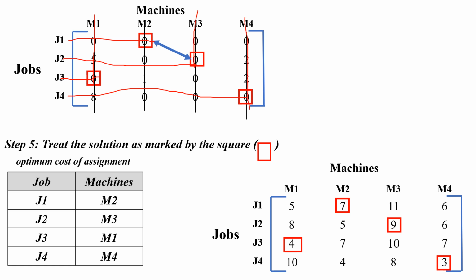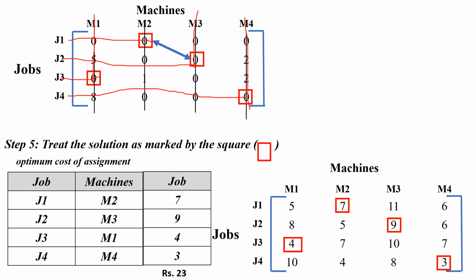Then the optimal cost of assignment is: for job J1 with machine M2 the cost is 7, and for job J2 with machine M3 the cost is 9. Job J3 with machine M1, the cost is 4. And job J4 with machine M4, the cost is 3. So the total cost is 7 plus 9 plus 4 plus 3, that is, the total optimal cost of assignment is 23.